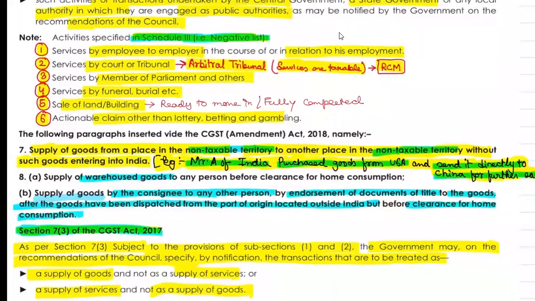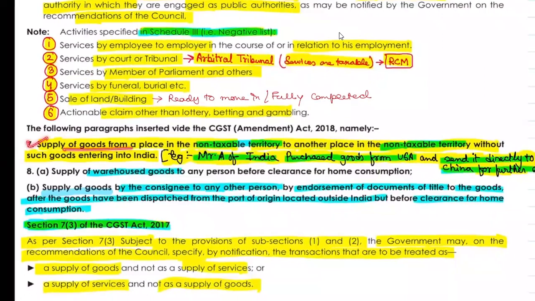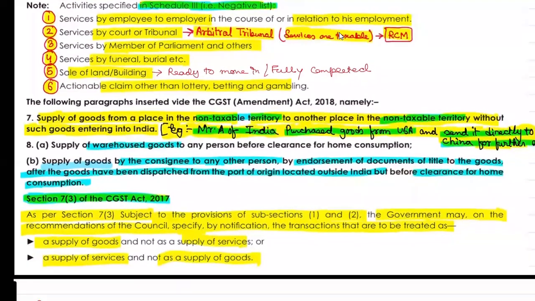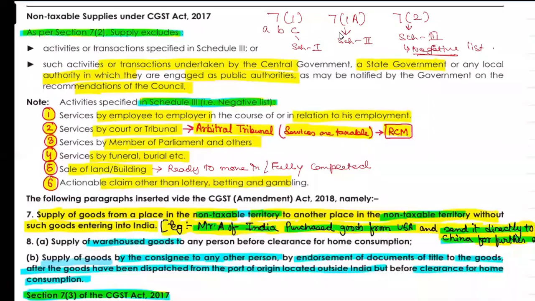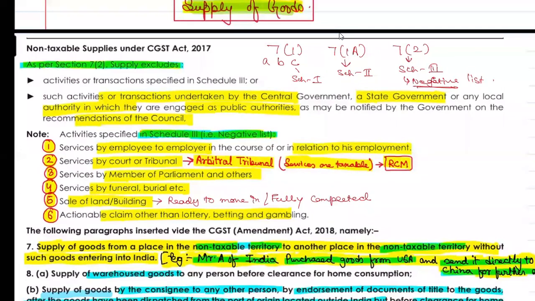Then we move on to some customs part. One is that supply of goods from a place in a non-taxable territory to another place in a non-taxable territory without such goods entering into India. That will never ever be considered as supply, no GST. And the eighth point was: before clearance for home consumption, if you have sold warehouse goods or in-transit goods, that is also not a supply, no GST. Okay, so we have done 7.1 A, B, C; 7.1 A, that is Schedule 2; 7.2, that is Schedule 3.